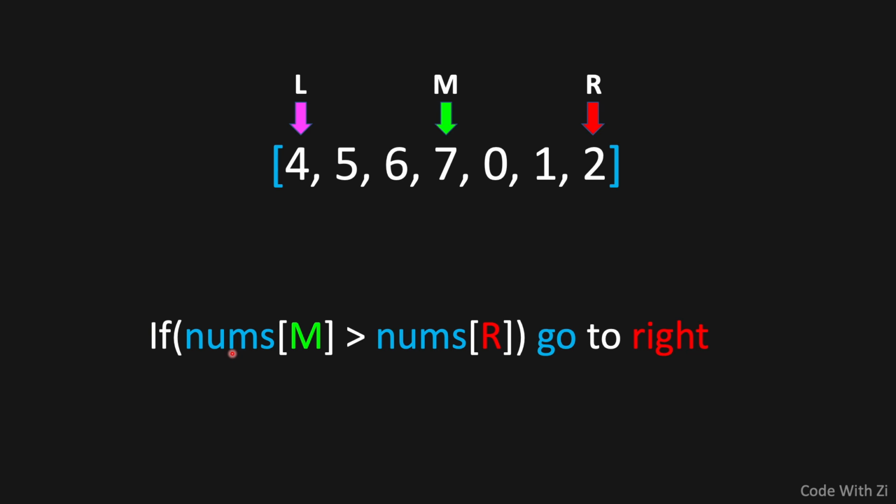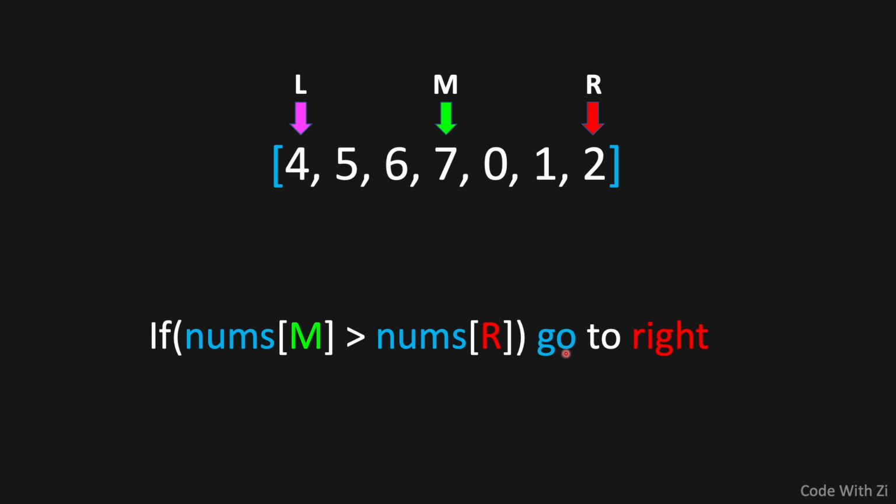So just hear me out here. We're going to say if nums at the index of middle, so basically if the number that middle is pointing to is greater than the number that right is pointing to, go to right. But why? What is this saying? Well, if the number in the middle is greater than the number on the right, that means the numbers that are smaller than the middle might be on the right side. And because we're looking for the minimum, we're going to say go to right.